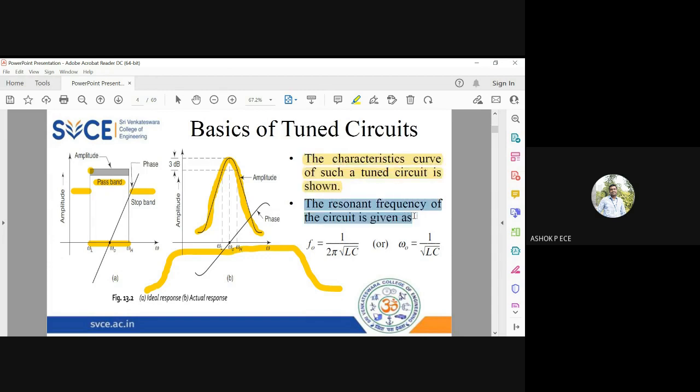And obviously the resonant frequency, you know this formula, we use this formula wherever L and C come, right? F0 equal to 1 by 2 pi root of LC, or in terms of omega naught, omega naught equal to 1 by root of LC. So omega naught is the angular frequency in radians per second, and F naught is your actual frequency in hertz. Any doubt in the basics of tuned circuit? Anybody having doubt on how this circuit is going to work, in the graphs whatever we have seen?